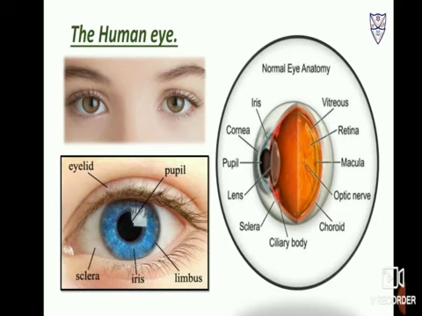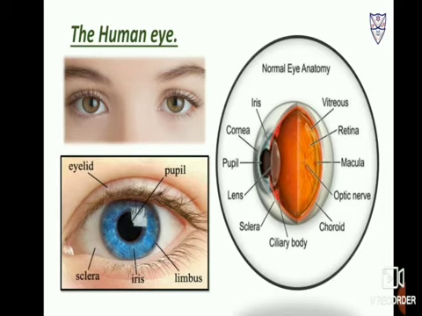Now if light is dim, the iris makes the pupil expand in order to allow more light to enter the eye. And if the light is bright, the iris makes the pupil contract. Contract means decrease the size of the pupil in order to decrease the amount of light entering the eye. The iris consists of muscles that expand and contract the pupil.